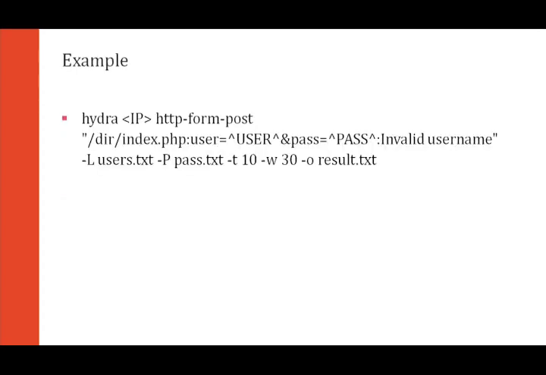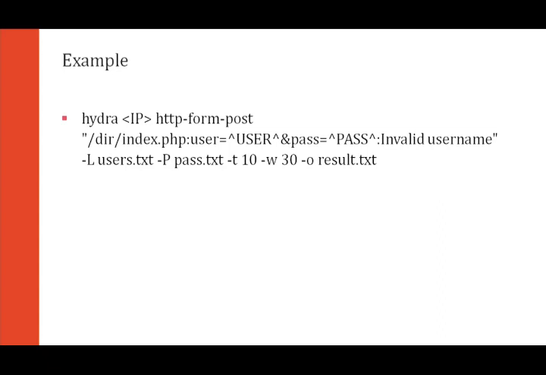So let's see an example here. We have Hydra, the IP. In this case, we said that it is a form post. Then we said that it is in the dir/index.php. We said that the parameters are user and password. And you can see those specific uppercase USER and PASS. Those are variables that are going to be changed at runtime with the list of users with -L and passwords with -P. Okay? Very important, after the pass, you can see the "invalid username". That's the expected failure response. So that Hydra keeps iterating until it finds an opposite response, which means it found the password.